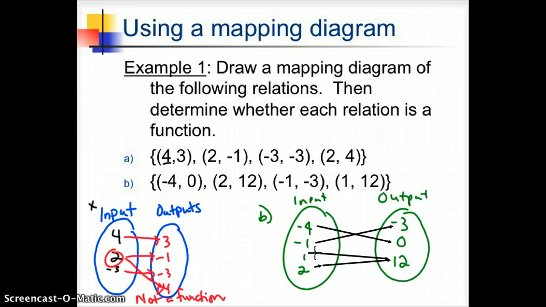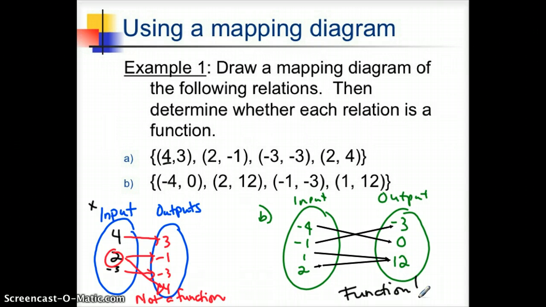Okay, so you're going to notice that this one is similar to the last one, but a little bit different. If you look on the left at our inputs, each of them goes to exactly one output. Even though 1 and 2 both go to the same output, 1 only has one output and 2 only has one output. So because each of those inputs has exactly one output, we are going to say that yes, this is a function. Okay, so that's the difference.